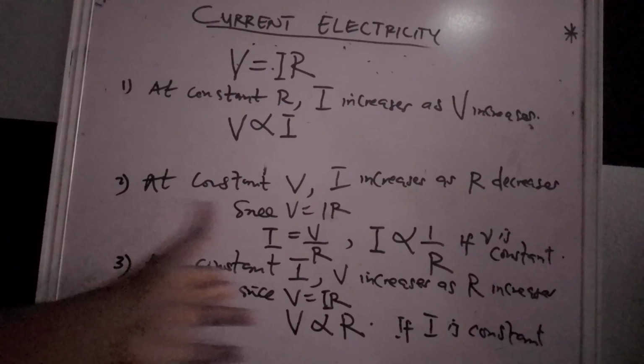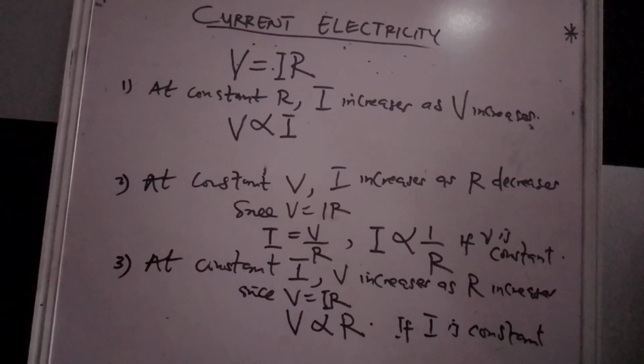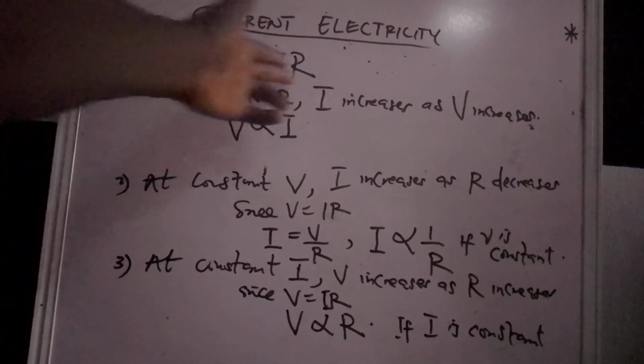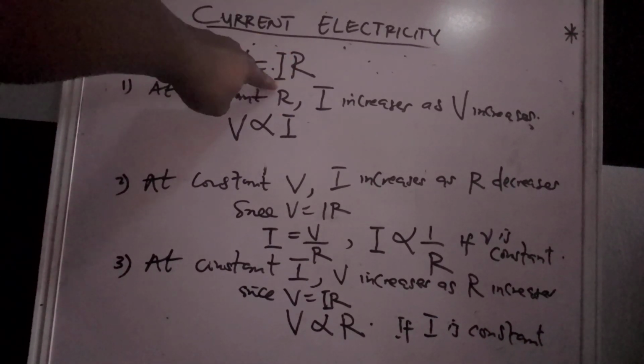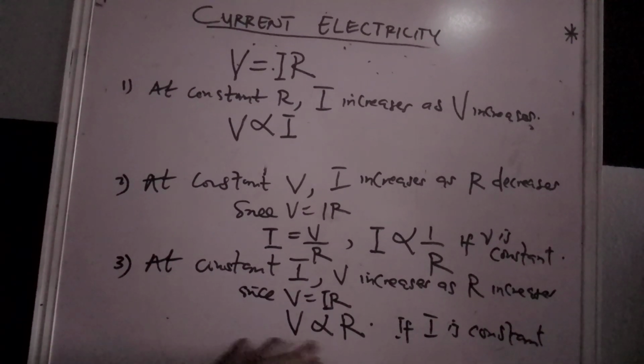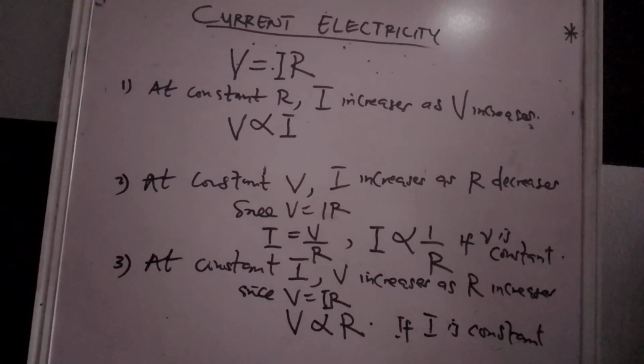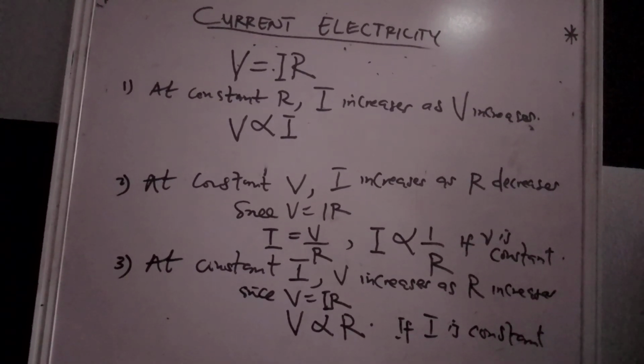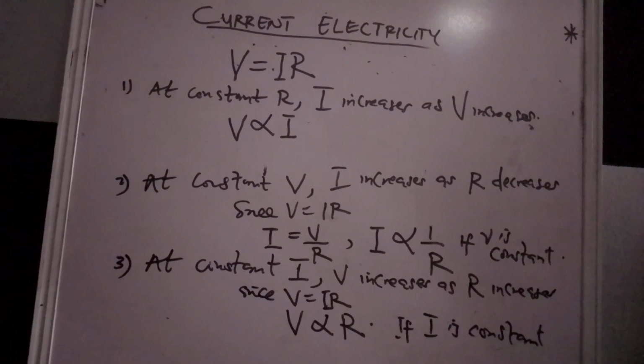Then number 3, at constant I. So when current is constant in a circuit, what happens? We still have V equals IR. If I make current the constant, it means V is proportional to R. So if I is kept constant, then V is proportional to R. These conditions and this concept must be understood and will be applied in the practical class. So you must understand the relationship between voltage, current, and resistance in a circuit.